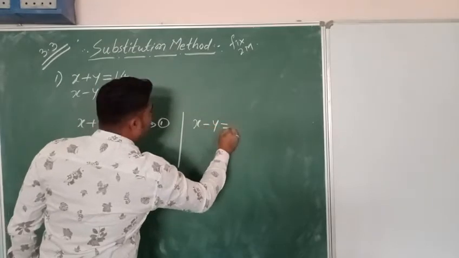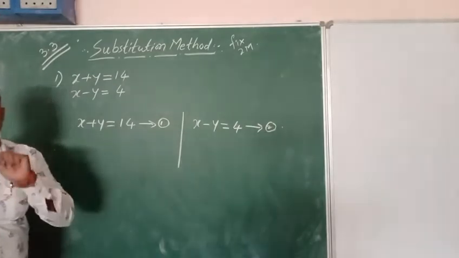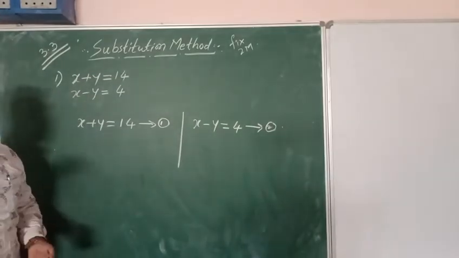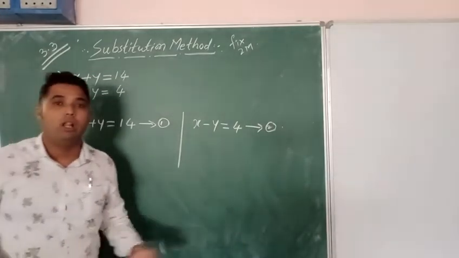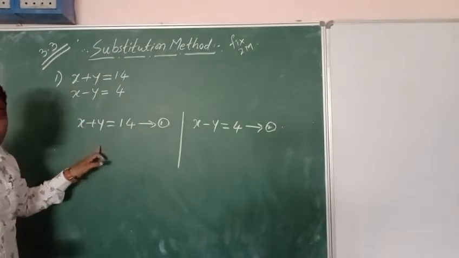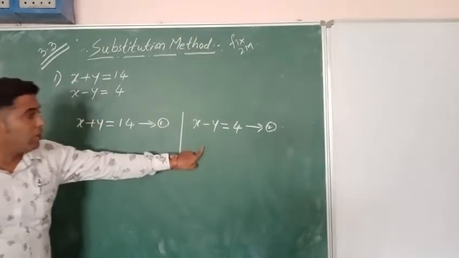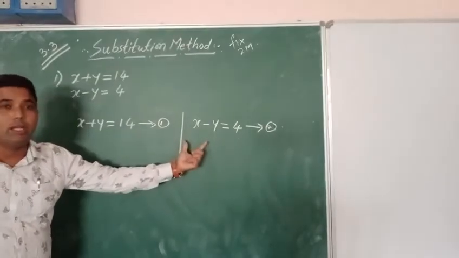The given equation is x plus y equals 40. This I can say is equation number 1. The second equation is also given: x minus y equals 4. This I can say is equation number 2. You have to choose any one equation to modify, and that modified equation you should substitute in the other equation. Suppose I modify this equation, this value I must substitute in this one. So I am going to modify this equation because this seems to be a little bit easier.